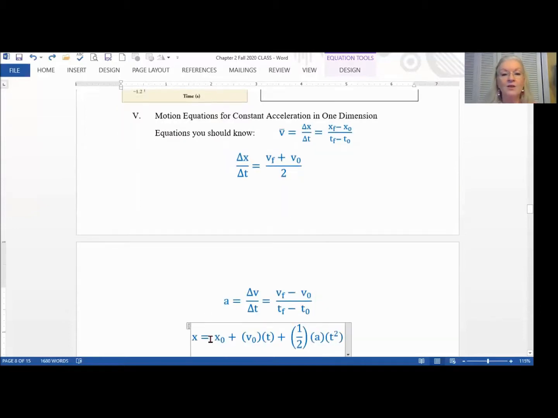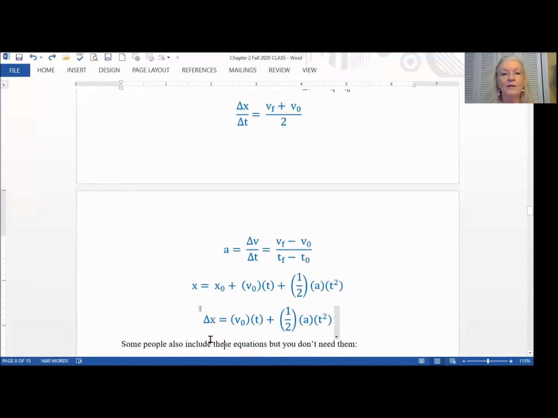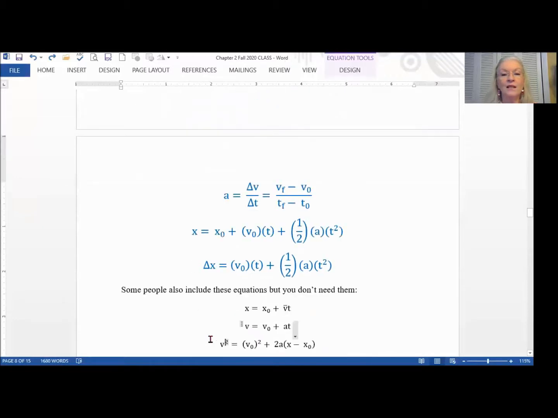The next equation that will turn out to be very important for us is acceleration. So acceleration is change in velocity over change in time. So v final minus v initial over t final minus t initial. So acceleration is change in velocity over change in time. You need to memorize this one.